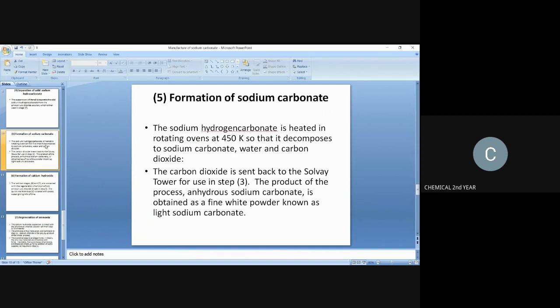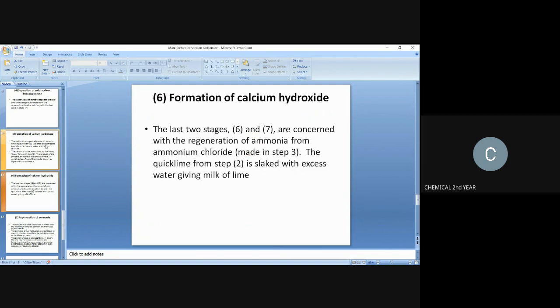Next is formation of calcium hydroxide. The last two stages are concerned with the regeneration of ammonia from ammonium chloride. The quicklime from step 2 is mixed with excess water, giving milk of lime. CaO plus water gives calcium hydroxide, which is aqueous or solid.